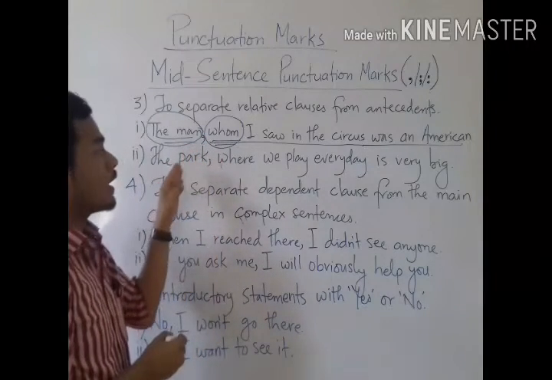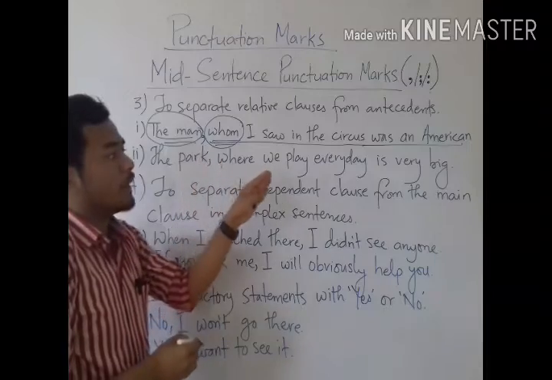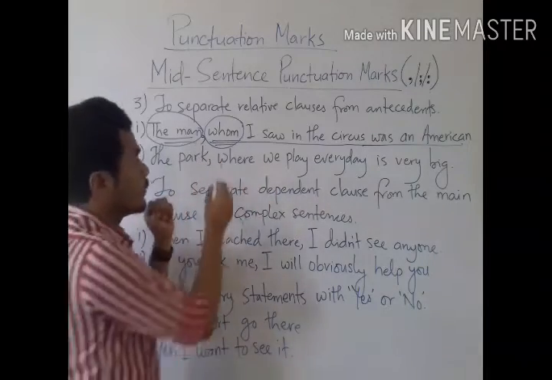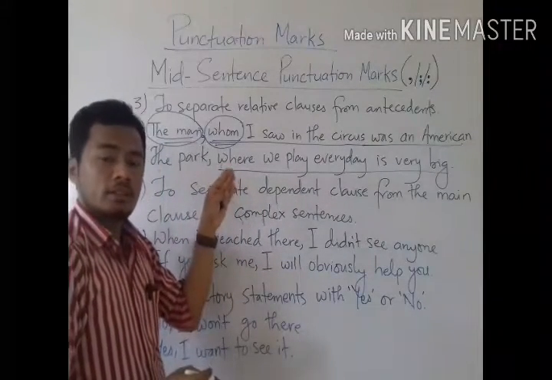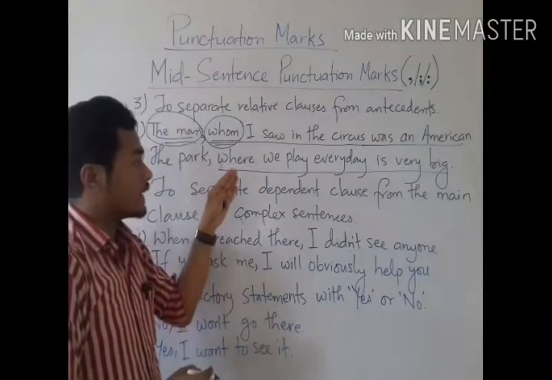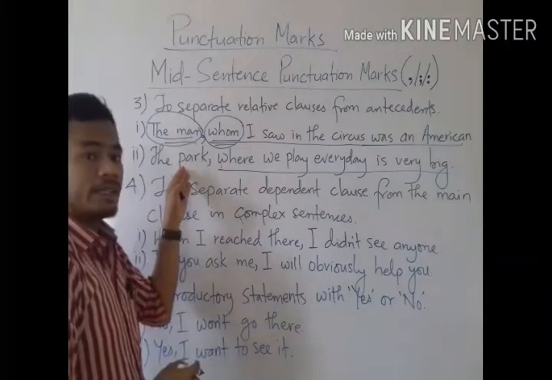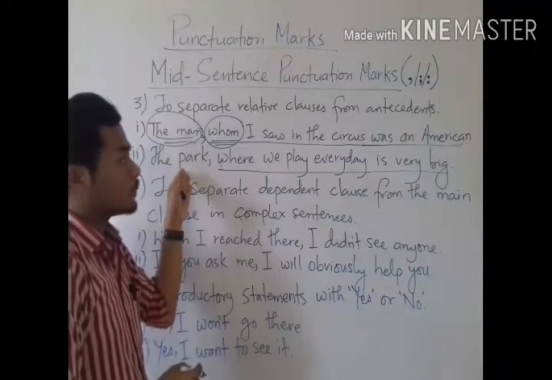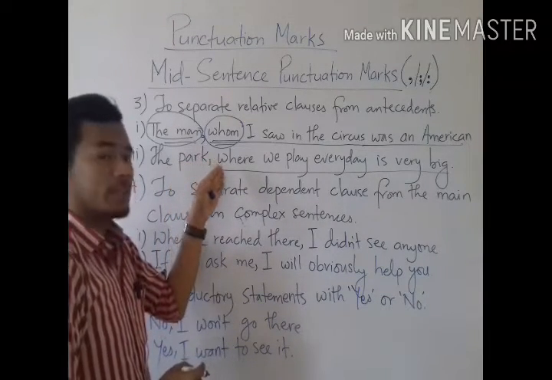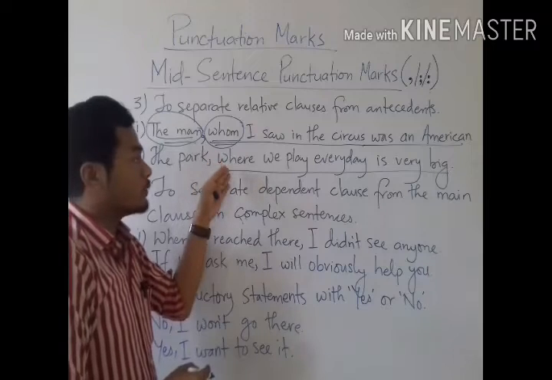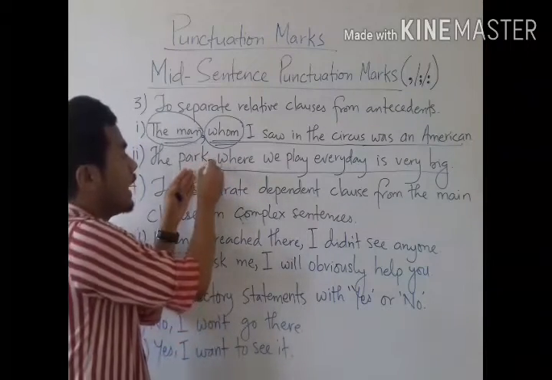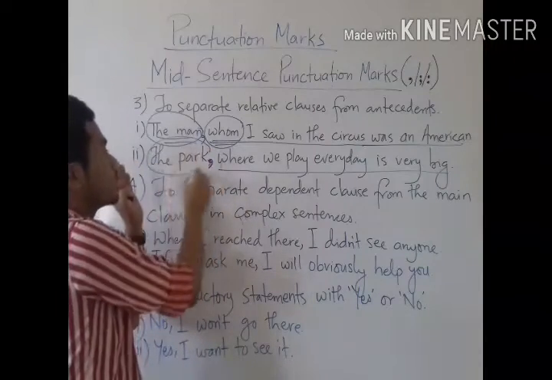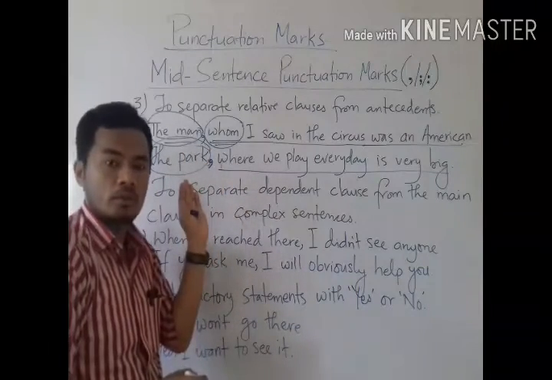Understood? In the same way, the part, comma, where we play every day is very big. See here, where we play every day is very big. Here this is a dependent clause, and it has been separated from the antecedent. See here, relative clause. So the relative clause is separated by comma, and its antecedent is the part, which is a noun.